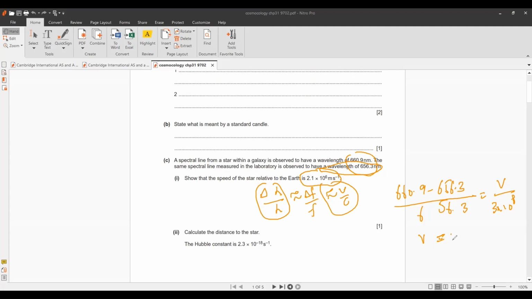Do you remember this? 2.1 raised to power 6. In the second part, they ask to calculate the distance. Hubble's constant is equal to what? We just discussed H equals v over d. We calculated v just now. Rearranging, d would be equal to v over H naught. The value of v is 2.1 into 10 raised to power 6 and H naught is given as 2.3 into 10 raised to power minus 18.